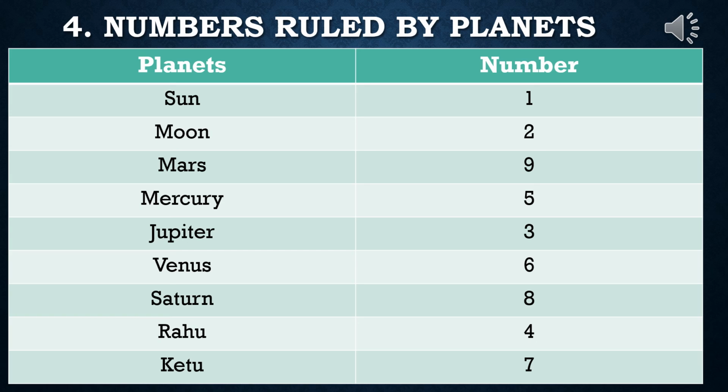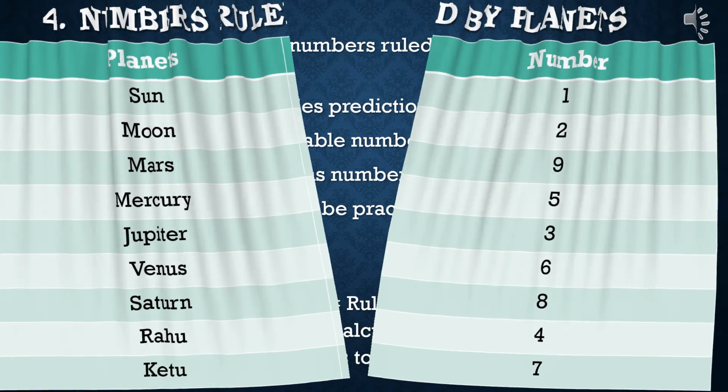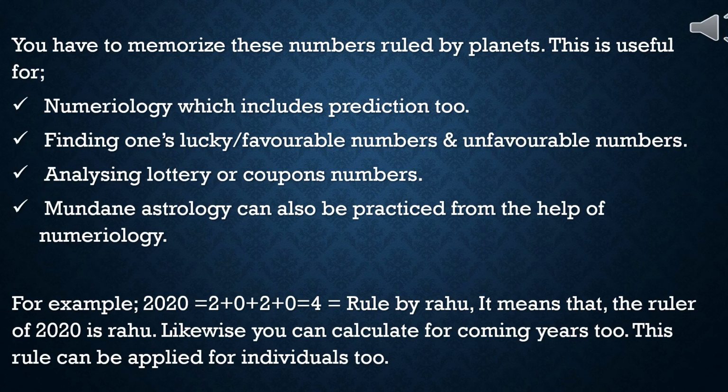Number 4. Numbers ruled by planets. Sun rules number 1. Moon rules number 2. Mars rules number 9. Mercury rules number 5. Jupiter rules number 3. Venus rules number 6. Saturn rules number 8. Rahu rules number 4. And Ketu rules number 7. You have to memorize these numbers ruled by planets.